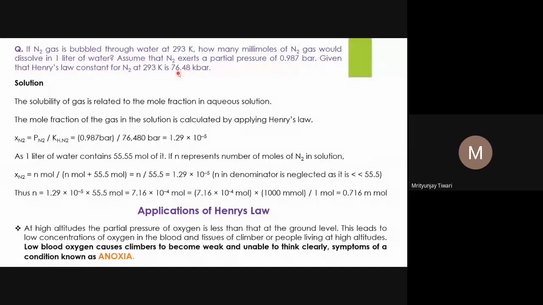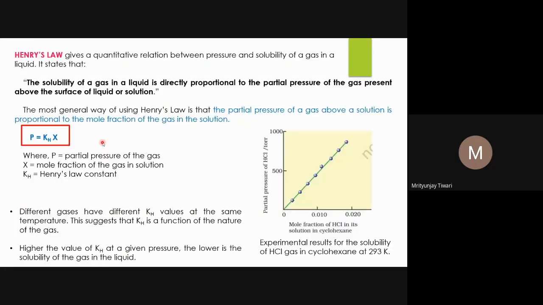So this is 76.48 kilobar, the Henry's law constant, and this we can use. The Henry's law constant value is given, and the partial pressure of nitrogen is given here. What can we calculate very easily? We can calculate the mole fraction of nitrogen in the solution. And how is it related? The partial pressure of nitrogen will be equal to this equation: P equals Kh times X, the mole fraction of nitrogen times the Henry's law constant. So Kh for nitrogen will be equal to the partial pressure of nitrogen divided by the mole fraction of nitrogen.